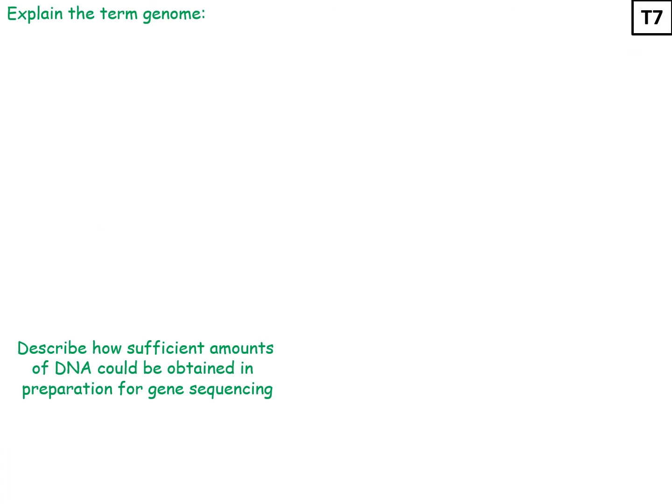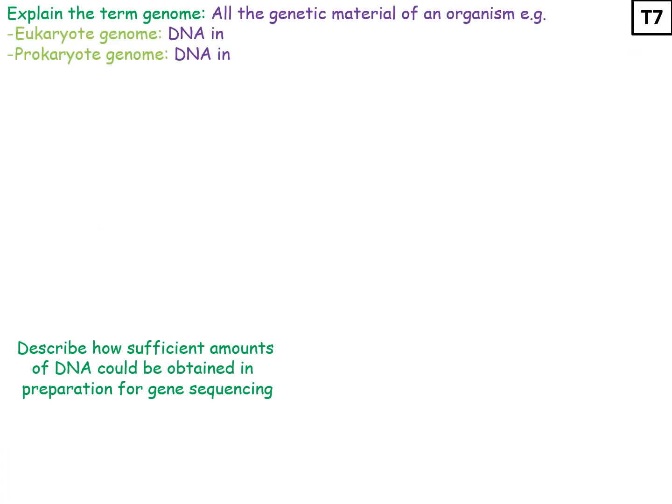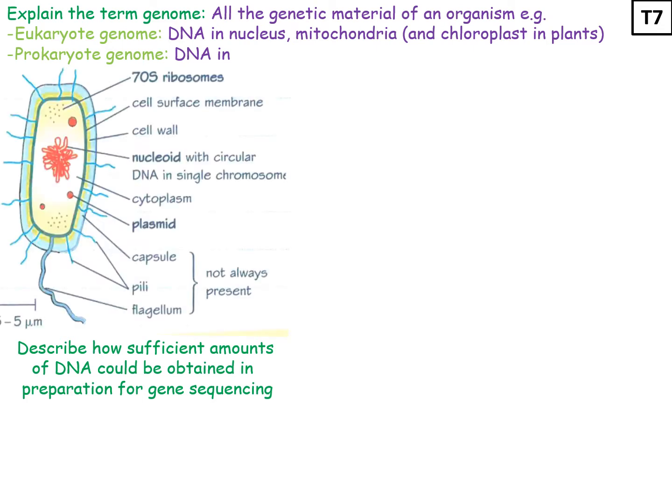Explain the term genome. A genome is all the genetic material of an organism. In eukaryotes, the DNA is in the nucleus and the mitochondria, and if it's a plant, DNA can also be found in the chloroplast. However, in prokaryotes, because they do not have a nucleus, the genome is in the nucleoid and also in plasmids.